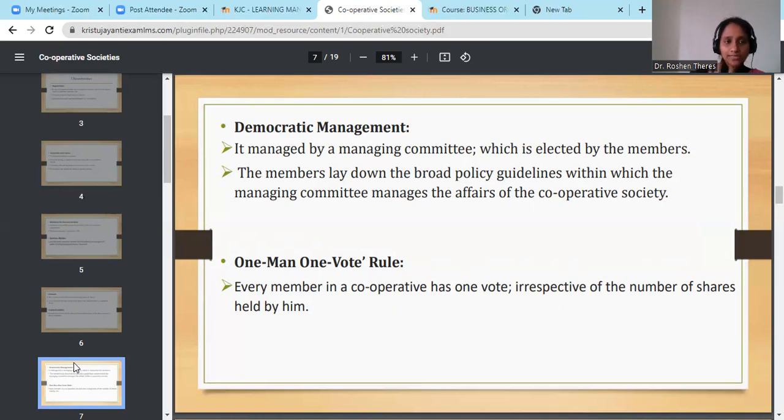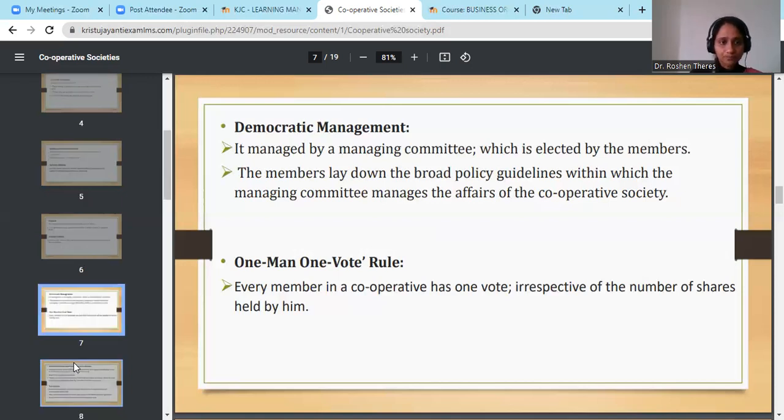Whenever they take a decision, there is a voting system, and in this voting system there is a rule like the one man one vote rule. Every member in the cooperative society has one vote irrespective of the number of shares held by him. A particular member may have 10 shares or 50 shares, but irrespective of the number of shares, each member will have only one vote in the system. So that is the rule.